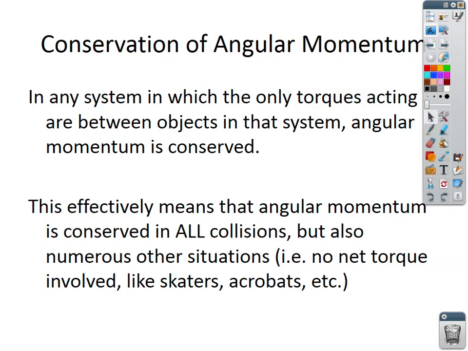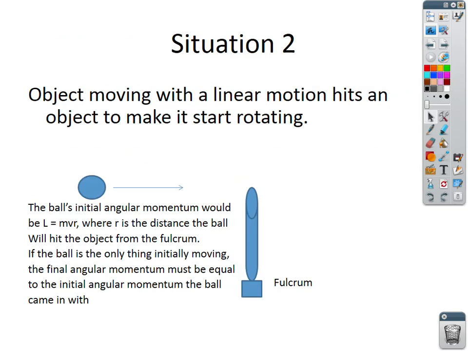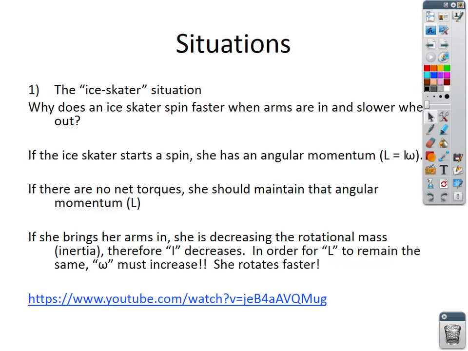I will say in this section we do look at situations where the torque occurs outside the system. If the torque occurs outside the system, then we will change angular momentum. That means something outside is acting on it and the system will change because of it. Wow, too fast. So the first situation, again, I'd recommend looking at the video, is the ice skater situation, the one I talked about at the beginning.